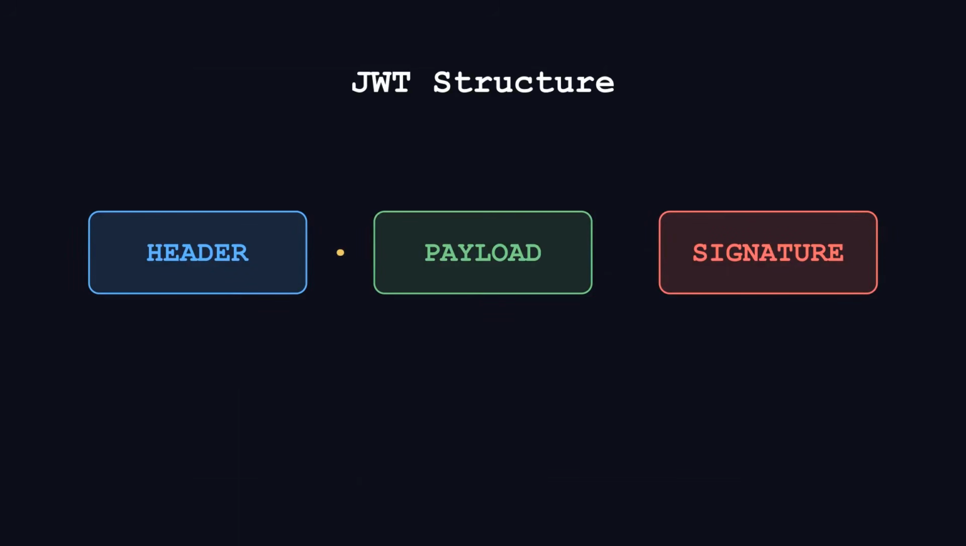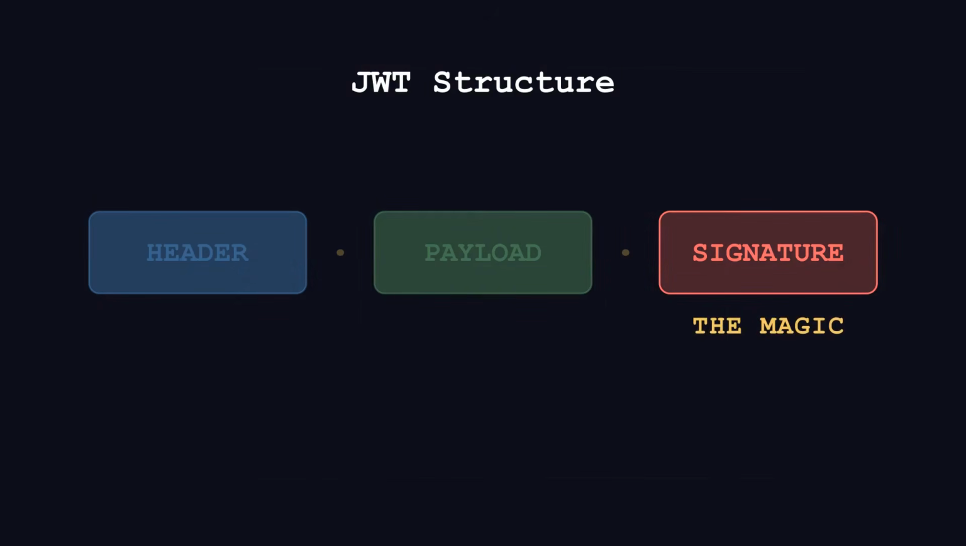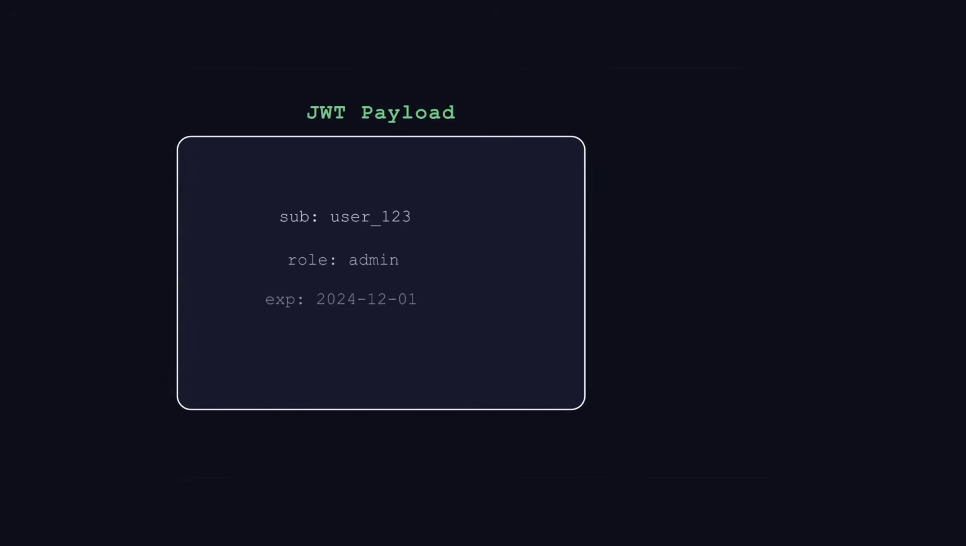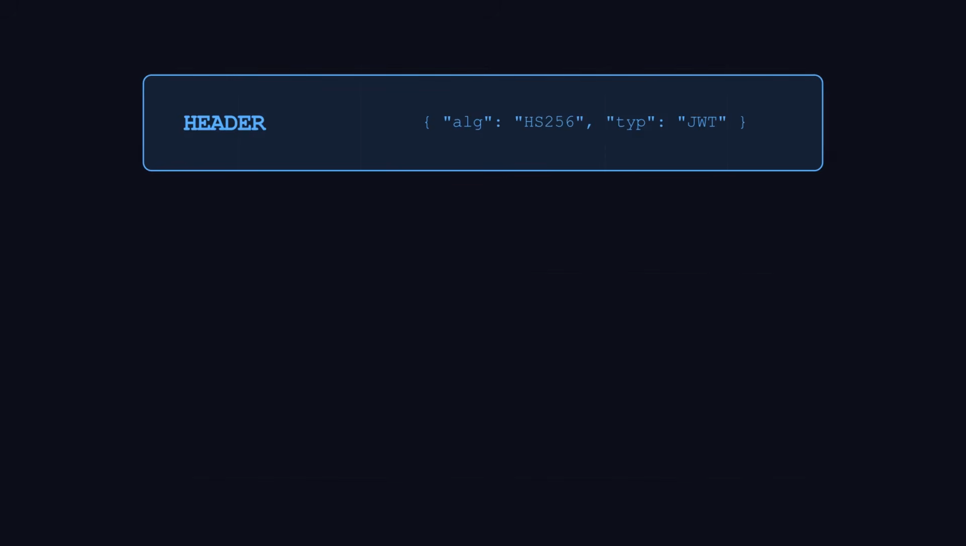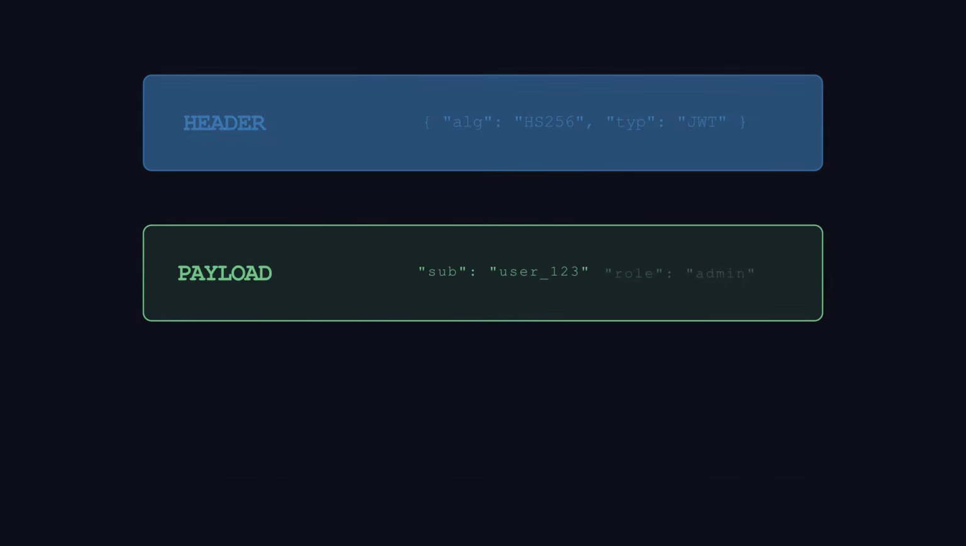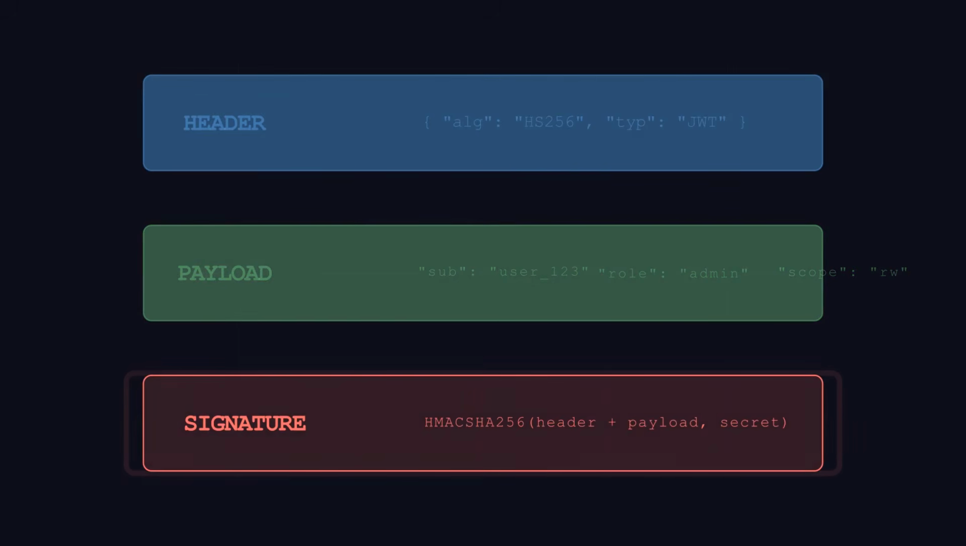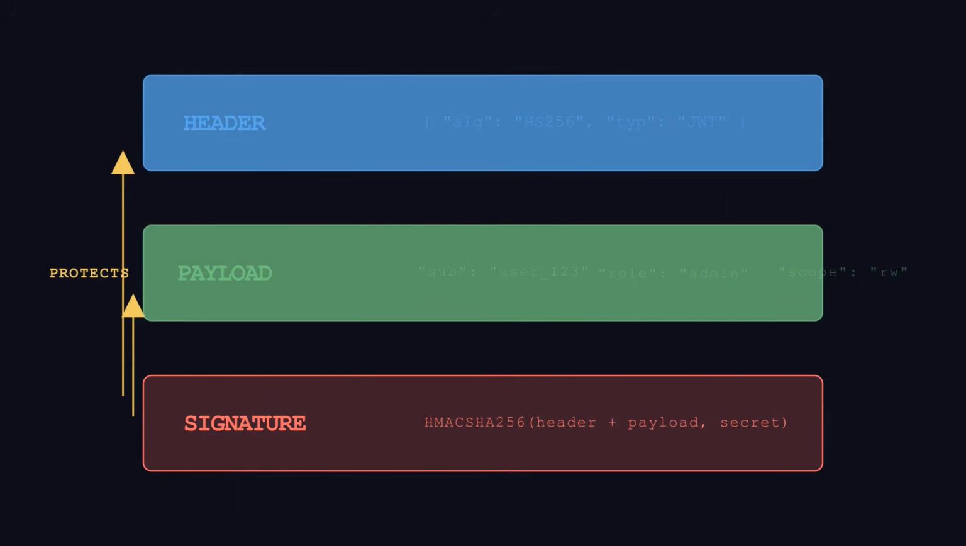So a JWT has three parts. Header.payload.signature. We just saw the first two. But the third part, the signature, that's where the real magic happens. Think of it like a wax seal on a letter. The letter itself isn't secret. Anyone can read it. But if someone changes even one character, the seal breaks. The header tells the server which algorithm to use. The payload carries your claims, your identity, your permissions. And the signature is a mathematical proof that nobody tampered with the other two parts.